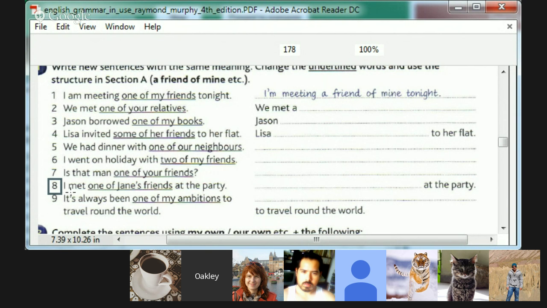Welcome to the class. I'm not sure if you've been following the class, but what we're doing is we're just rephrasing a sentence to use a phrase more like a friend of mine, a book of mine, a relative of yours, like that. So, okay, can you try number 8 here? Go ahead. First, just read the sentence.